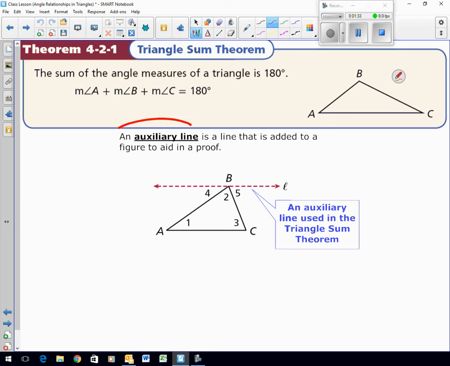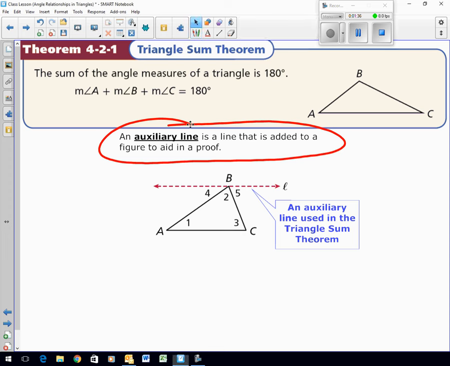Go ahead and write down the definition of auxiliary line. I'll talk about it from time to time. An auxiliary line is a dashed line that we add to make things look easier, to help you understand things. It is not necessarily part of the triangle. That's what you have to understand. So in this example, line L is not part of triangle ABC. It's just there to help us visualize geometric principles, triangle principles.